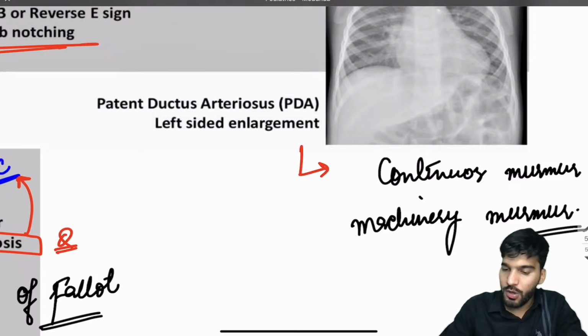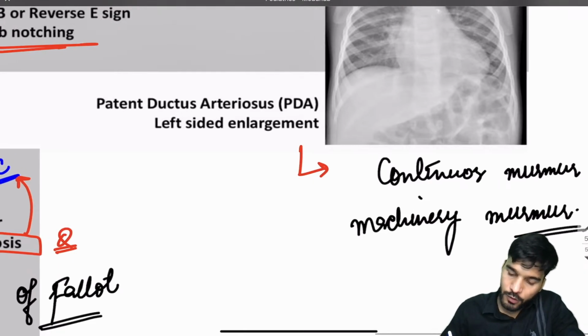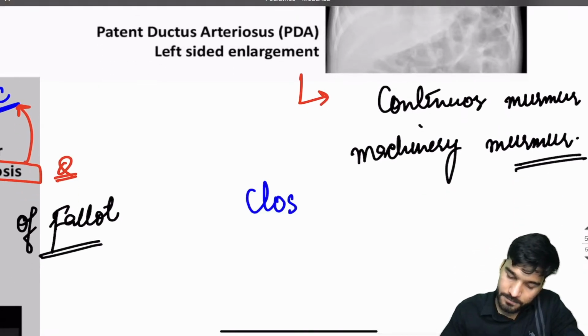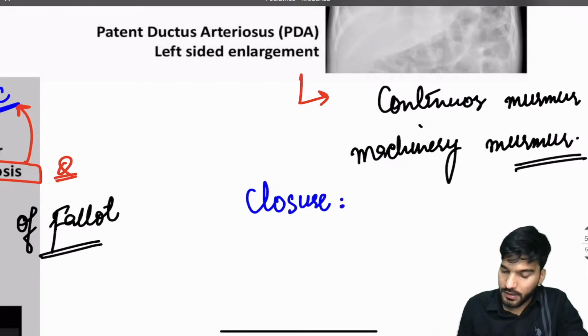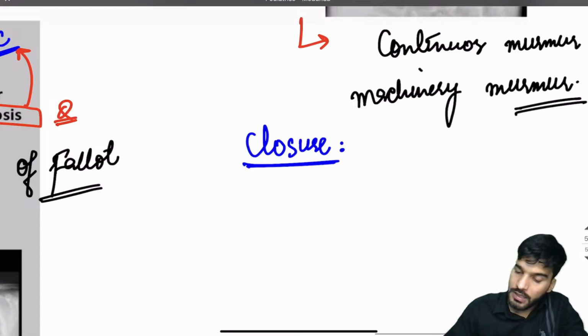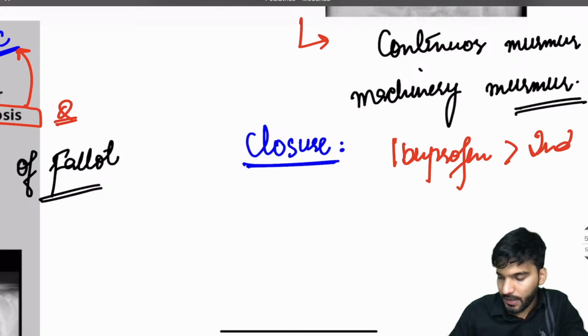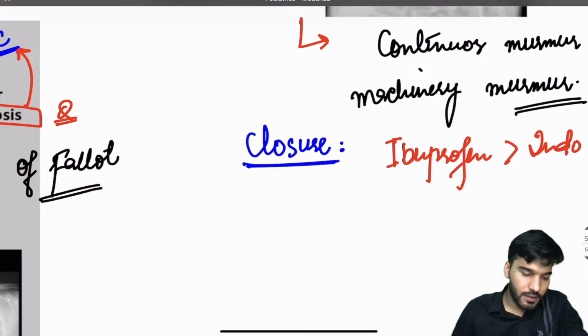Continuous murmur or machinery murmur. Okay, now for the closure of PDA, the drug we use is ibuprofen followed by indomethacin. But for the patency, we use a prostaglandin.